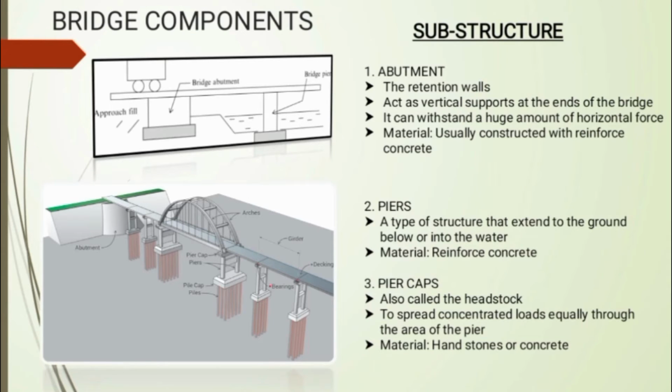The third component is pier caps. Sometimes, pier caps are also called the headstock. Pier caps are located at the bearing part of a bridge pier. As you can see in the picture given, pier caps are located above the piers. Pier caps spread concentrated loads equally through the area of the pier. Typically, pier caps are made from hard stones or concrete.